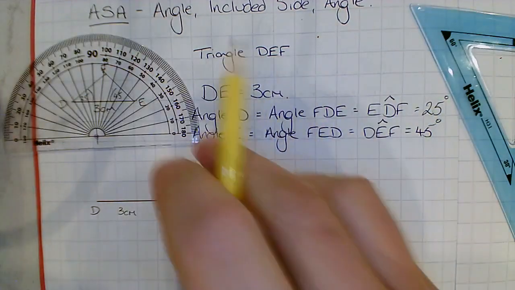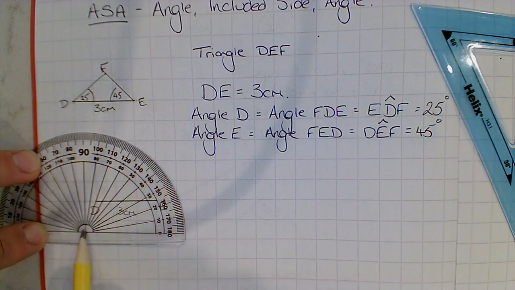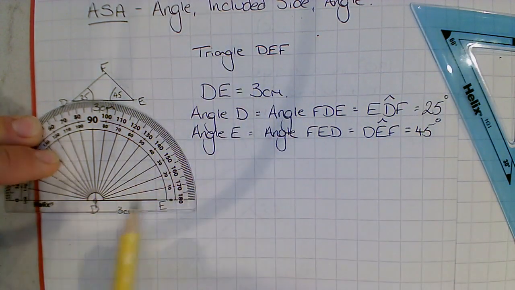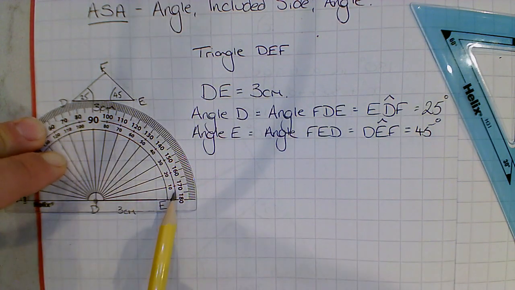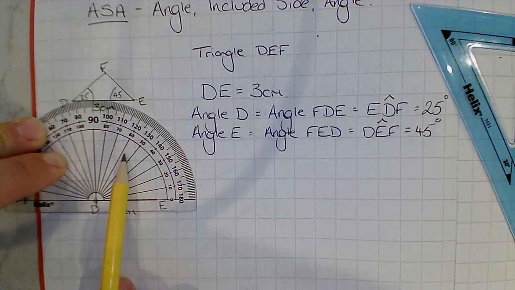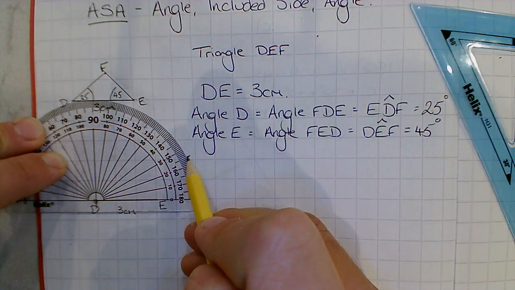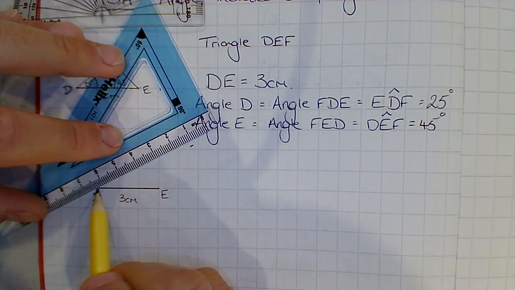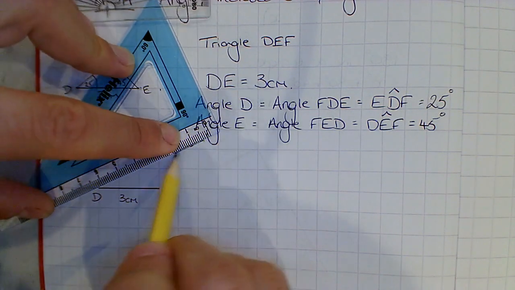Next bit, we're going to use our protractor. So I'm going to place my protractor on the D part of my line because I'm going to measure this 25 degrees first. So I'm going to place the middle of my protractor on the end of the line, baseline of my protractor along the 3 centimetre line, and now I'm going to measure 25 degrees using the inside scale because I'm going up here. I'm measuring that angle going up there. So I'm going to get up to 25, make a small mark. I'm going to move my protractor out of the way, get my ruler, and join up the end of the line with that mark I've just made.